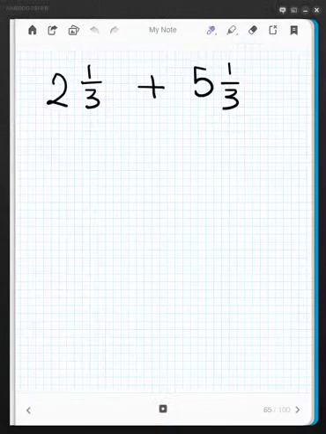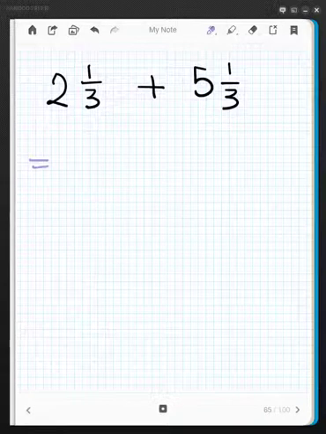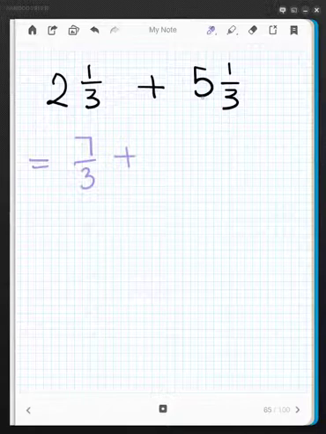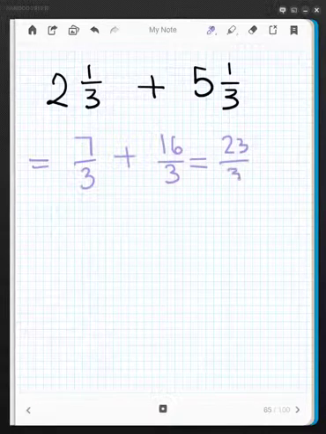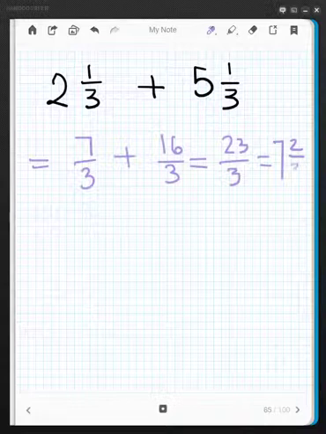So 2 and 1/3 plus 5 and 1/3. If I change this from a mixed number to an improper fraction, remember 2 times 3 plus 1, so 6 plus 1, which is 7/3, plus 5 times 3, which is 15, plus 1, which is 16/3. Now I add my numerators, 16 and 7, which is 23/3. And then I change back to a mixed number. 3 will go into 23 7 times, with 2 left over, and original denominator 3. And so there's my final answer, 7 2/3.